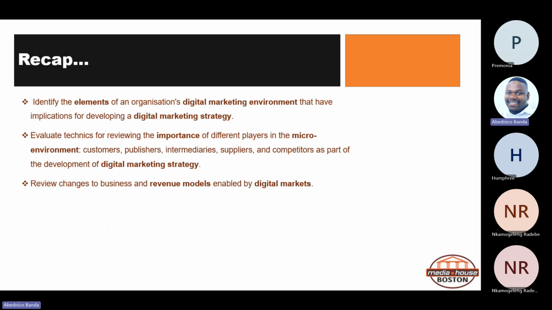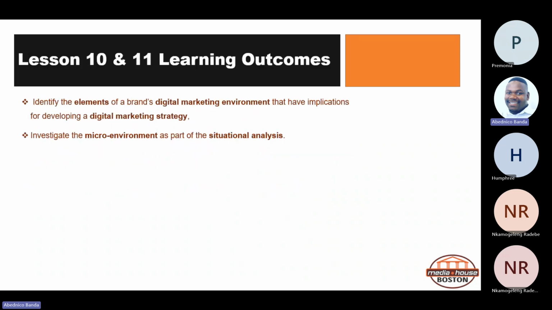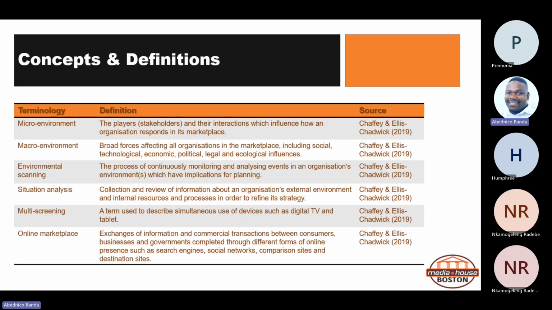We all do situation analysis, guys. As long as you have got suppliers, as long as you have got customers, it doesn't matter whether it's B2B, B2C, G2G, you need to do a situation analysis. And at the moment, we are going to start with our customers. So you need to be able to identify the elements of a digital marketing environment, and the focus should be on the customers. That's the lesson outcome for this lecture.